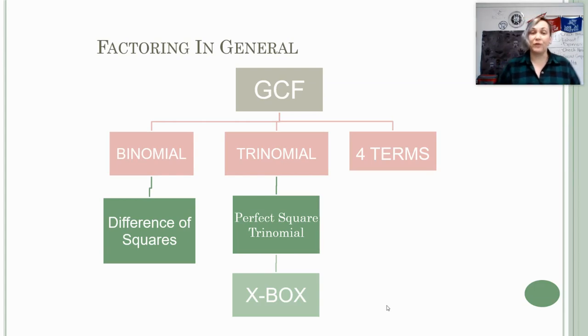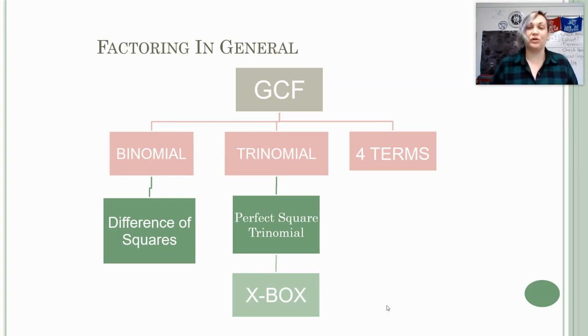Remember, perfect square is a special case. It happens sometimes, and if you can figure out when it's happening, you can get to your answer a lot quicker than X box. That being said, X box can be tried on any trinomial. Even perfect square trinomials will work with X box. What will happen is you'll just get the same number on both sides of your X. If it's not a perfect square trinomial, you should still try X box. If X box does not work, then there's nothing else you can do.